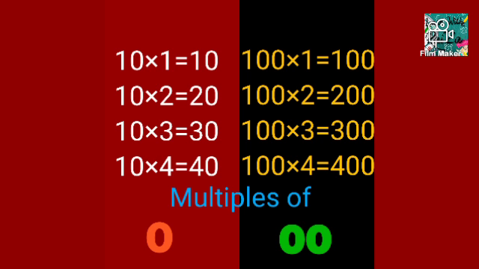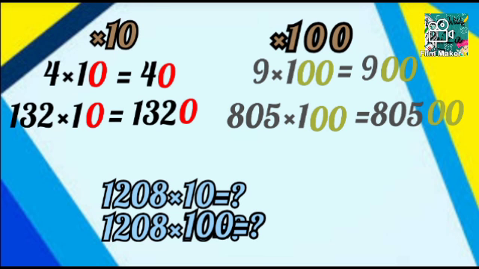Okay students, when you multiply a number by 10, you have to add a 0 at the end, and when you multiply a number by 100, you have to add 2 zeros at the end. Let's see how to work out them. Now have a look at this figure. Multiplying by 10. 4 by 10. 10 is having how many zeros? Only 1 zero. So write 4 and add the other 0. So 40.